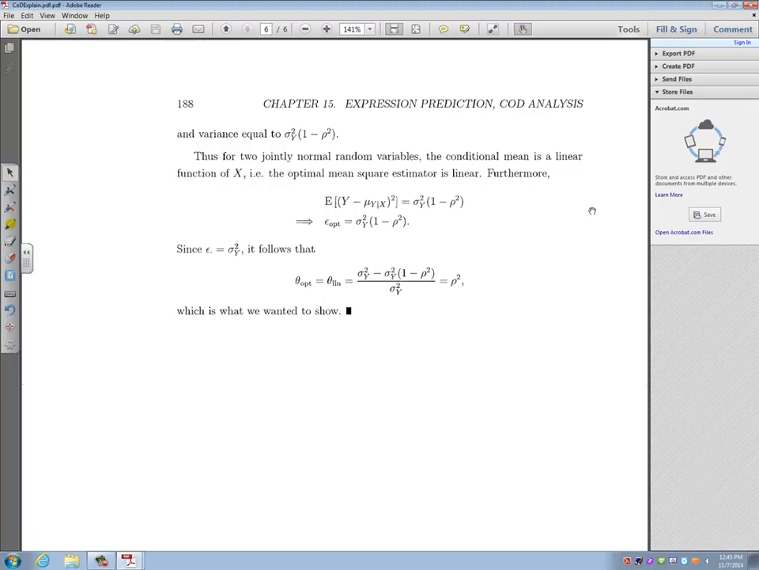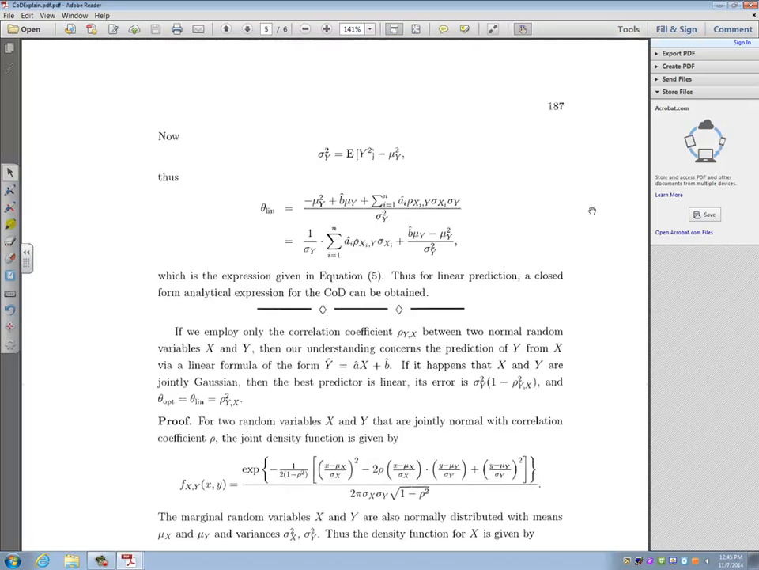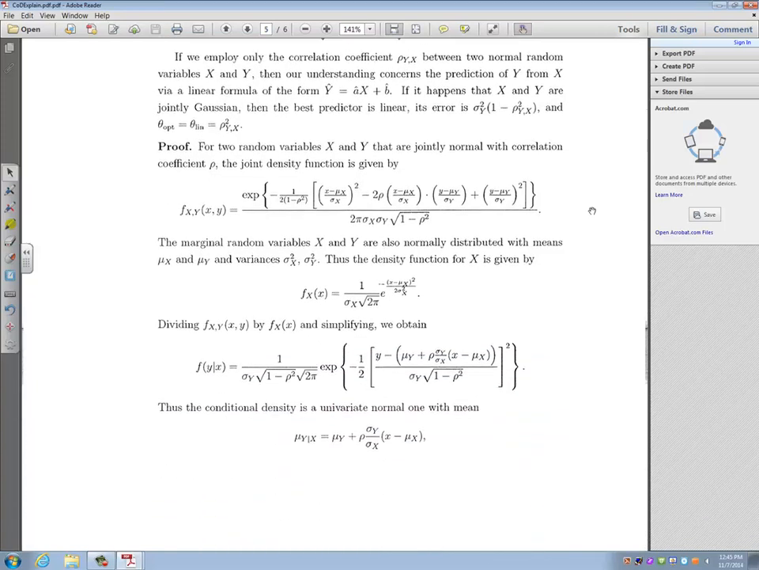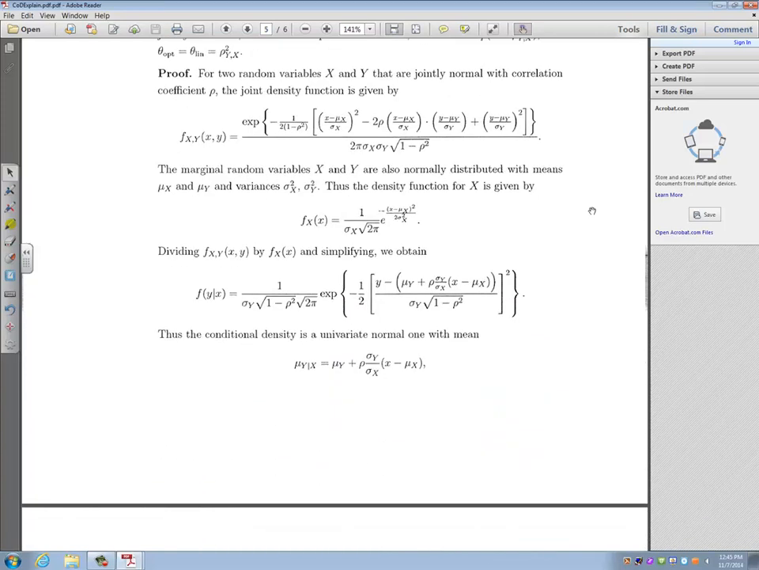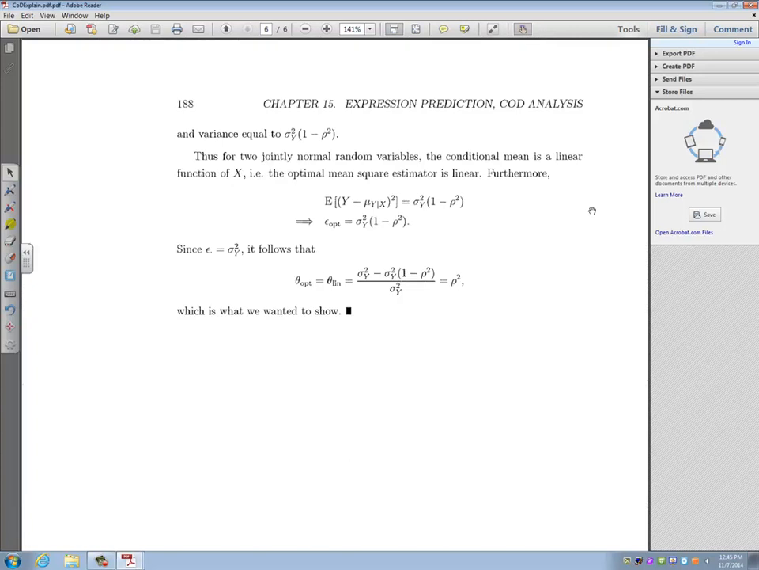Because of the expression that we had over there, you can see that the conditional mean of y given x is basically a linear function of x. X appears linearly in here. So in this case, the best predictor, the optimal predictor, is actually a linear predictor. So if you look within the class of linear predictors or linear estimators, you are not giving up anything. And we can actually calculate the COD.